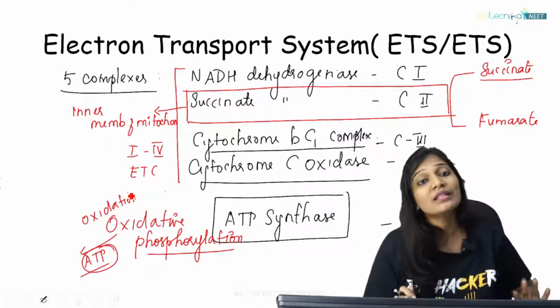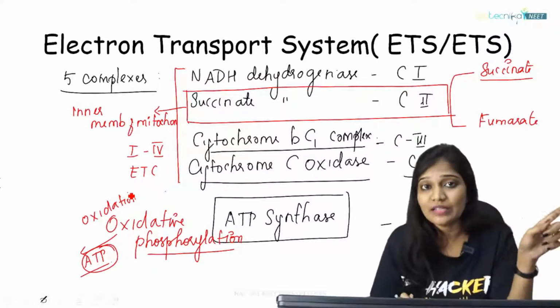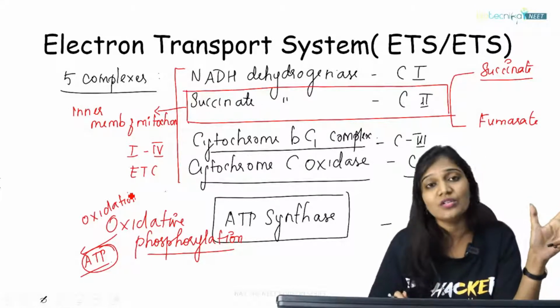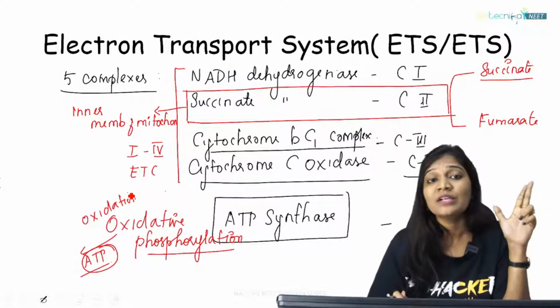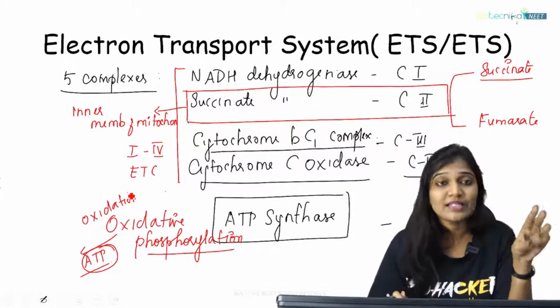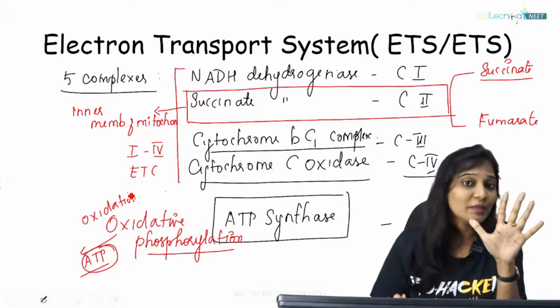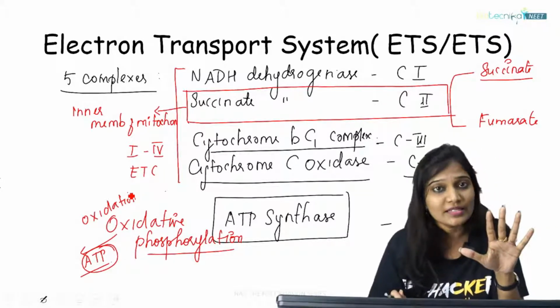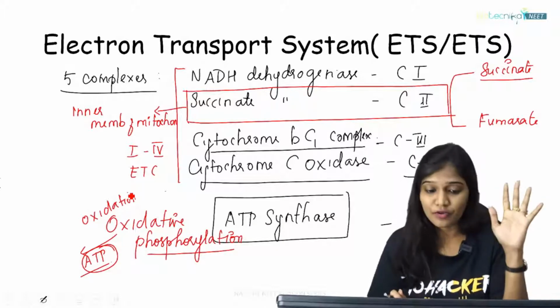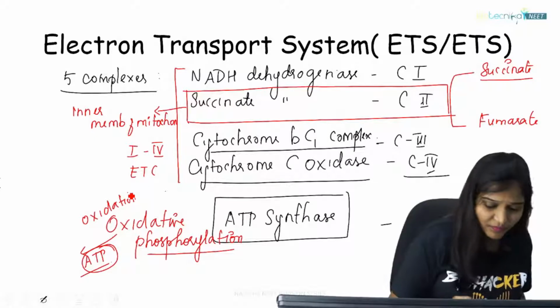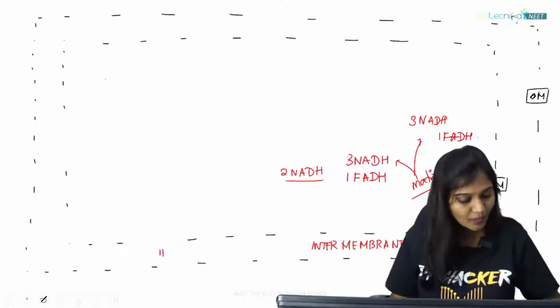So please remember, there are 4 complexes involved in the ETC. Complex number 1 is NADH dehydrogenase. The second is succinate dehydrogenase. The third is cytochrome BC1 complex. The fourth is cytochrome C oxidase. And the fifth, ATP synthase, is not involved in the ETC. It is involved in oxidative phosphorylation. I just want all of you to reply with a yes if you understand. Okay. What are the electron mobile carriers, or electron carriers?